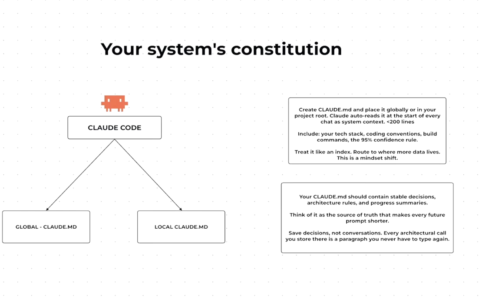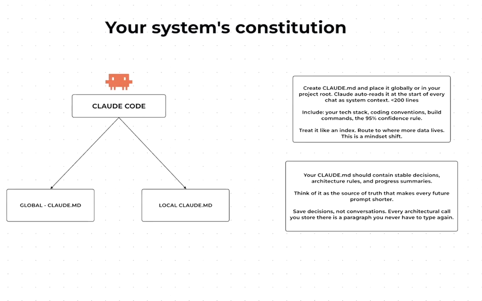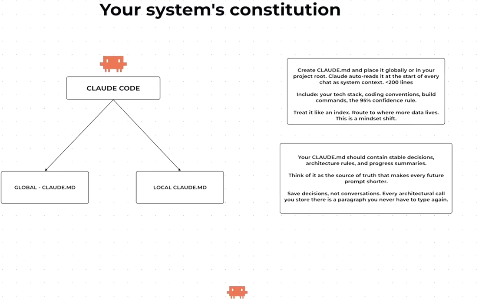And the local CLAUDE.MD is more focused on the project itself. Some tips about those files is that it should be short, like below 200 lines. And as I said, you can include your tech stack, coding conventions, build commands. It's treated like an index, where you can write about the applications that you want to build, the stack you're using. And your CLAUDE.MD should contain stable decisions, architecture rules, and progress summaries. Think of it as the source of truth that makes every feature prompt shorter.